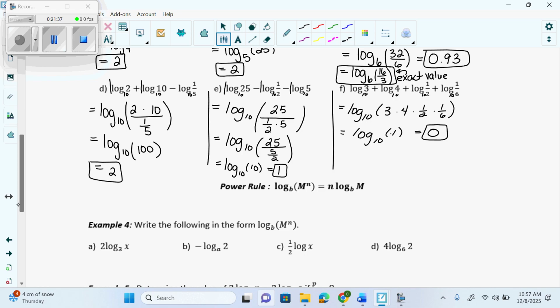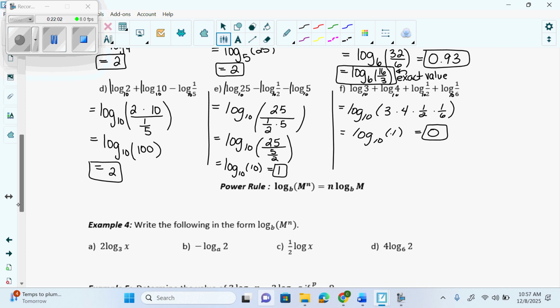So what happens if I don't have plus or minus 1s in front? That's a problem. If I have a number in front, I have to somehow get a 1 in front. Because I can't have like 2 log base 3 of x, 4 log base 3 of x, whatever it may be. Okay? I need to have plus or minus 1s. So that's where the power rule comes in.